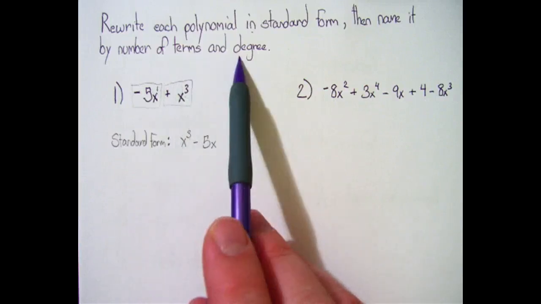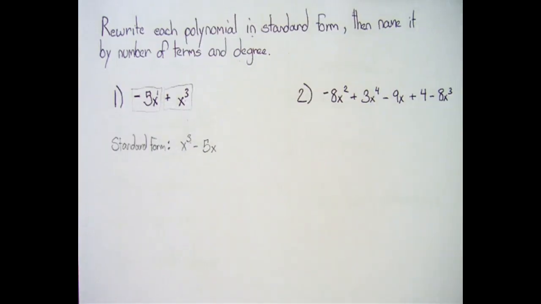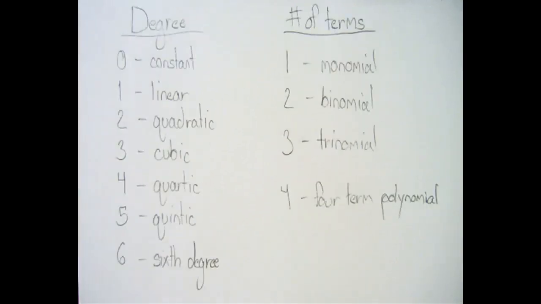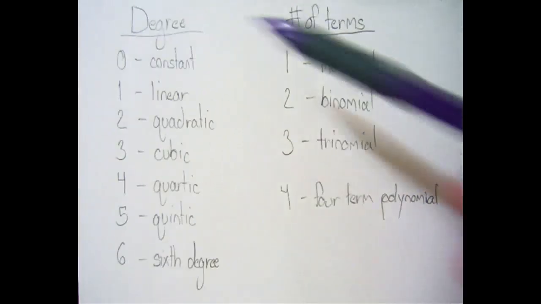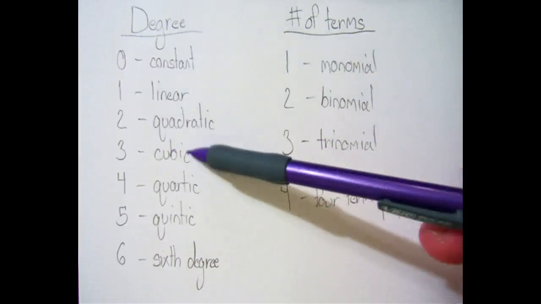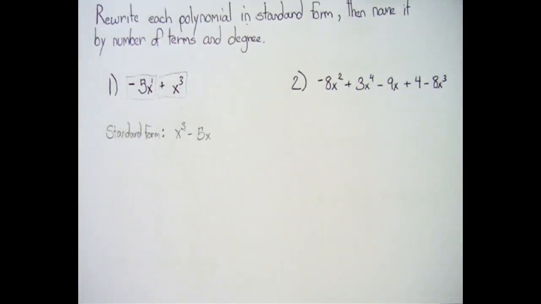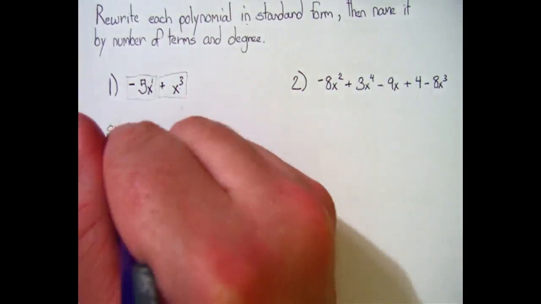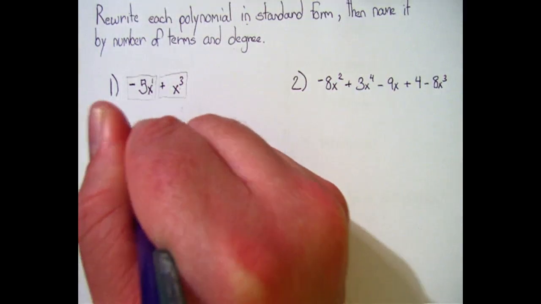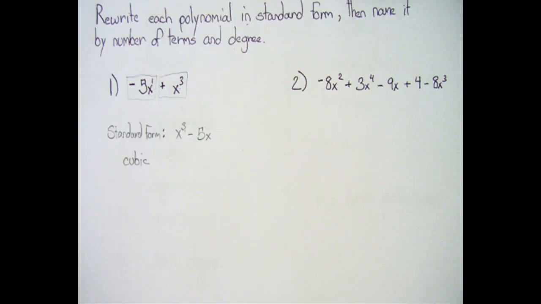If I want to name this thing by degree, what I do is I look for that biggest exponent. So here the biggest exponent is 3, and then there's a list of names that I just have to have memorized that tell me how to name it based on that. So here's this list. We're naming it by degree. Our largest degree was degree 3, which means this is a cubic function. So coming back to this, we would say that this function is cubic because its degree, the largest exponent, is 3.